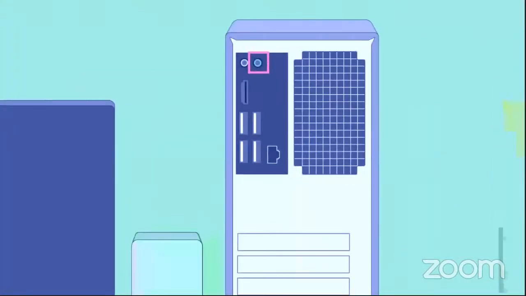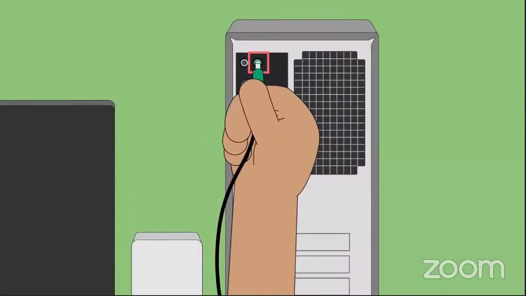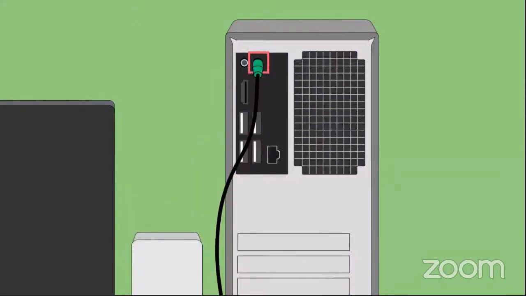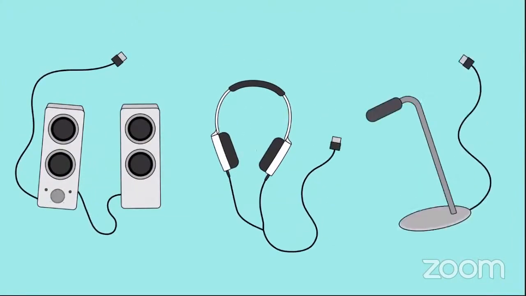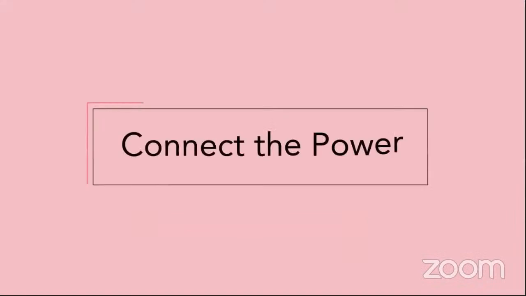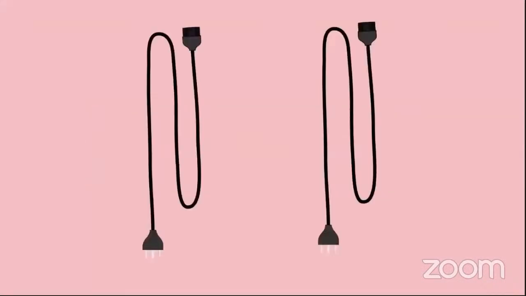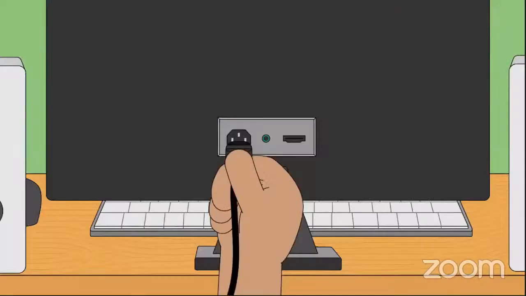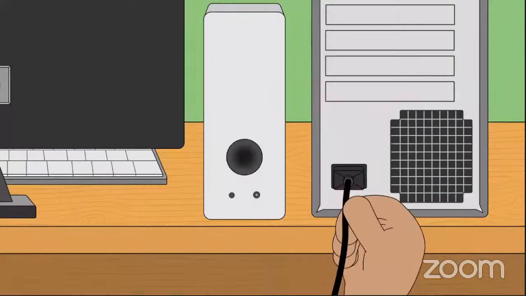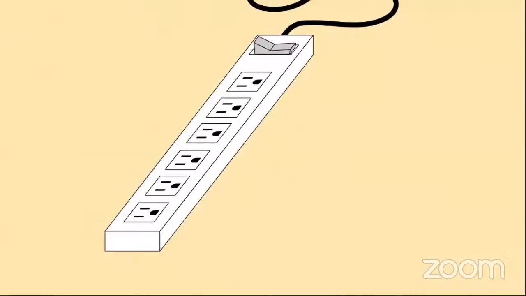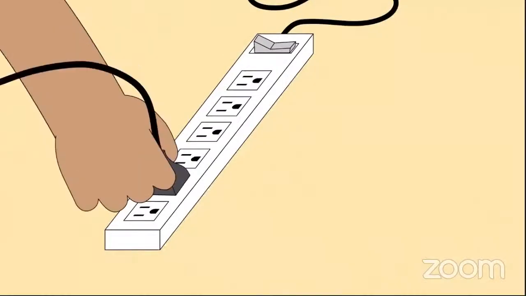If it uses a typical audio plug, look for the green audio port on the front or back of your computer case. However, some speakers, headphones, and microphones use USB connectors. Finally, it's time to connect the power supply cables and plug the computer in. You should have two cables. One goes with your monitor, and the other plugs into the back of your computer case.